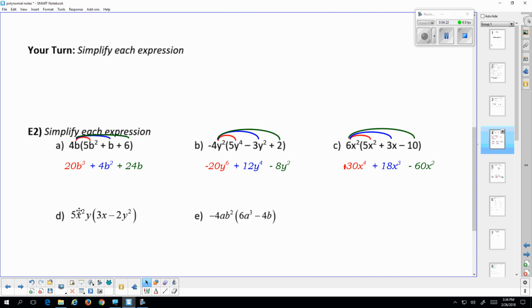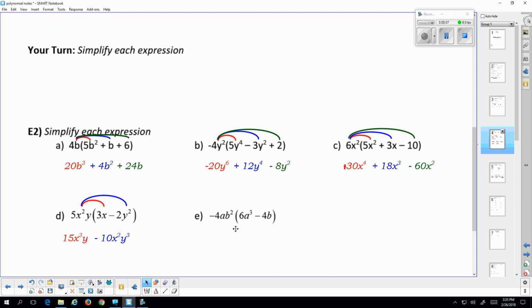All right, let's do d. So I'm going to distribute this 5x squared y, all of this, to the 3x and the negative 2y. Let's start with 5x squared y times 3x. What will that give me? That'll give me 15, because 5 times 3 is 15. x to the 3rd, add the exponents, and then the y just goes along for the ride. Now let's do 5x squared y times negative 2y. What will that give me? That'll give me negative 10, because 5 times negative 2 is negative 10. x squared, because the x just went with it, and then y times y squared will give me y to the third.